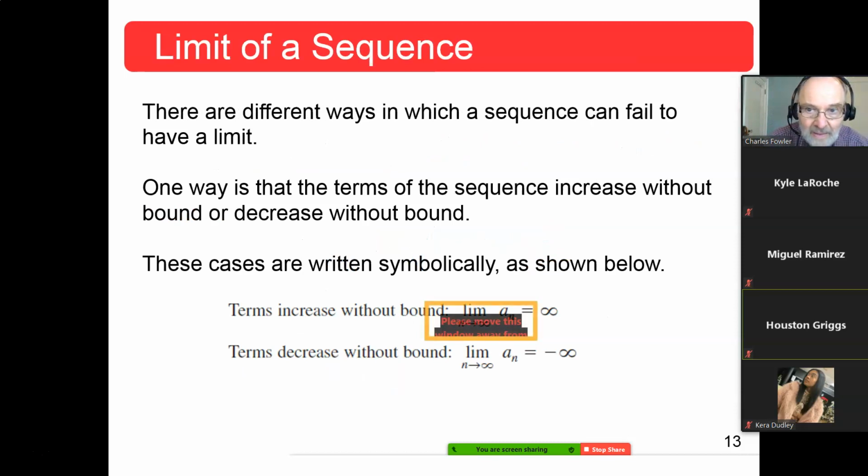I'm trying to find the, oh yeah, this is the bottom of page 589. Okay, there are different ways in which a sequence can fail to have a limit. One way is that the terms of the sequence increase without bound or decrease without bound. If either of those is happening, it will fail to have a limit.